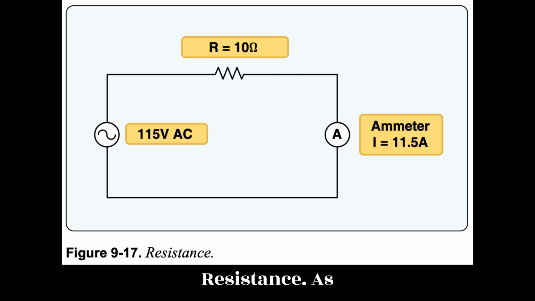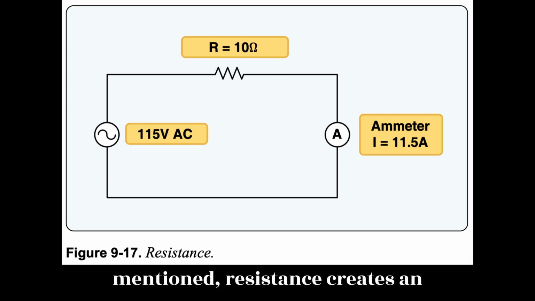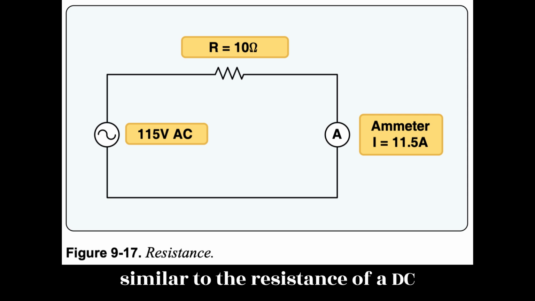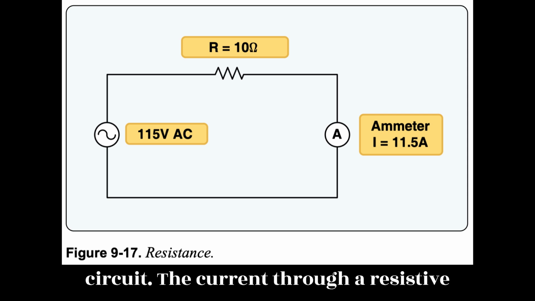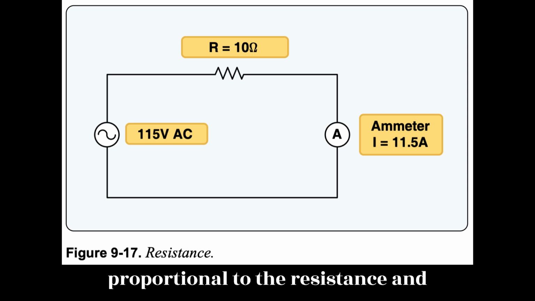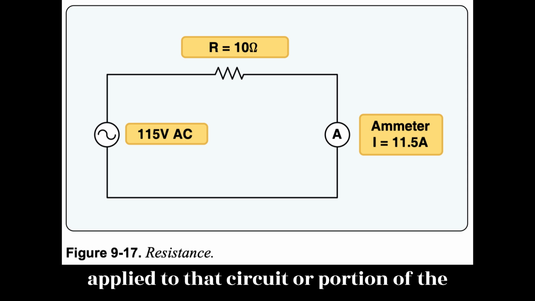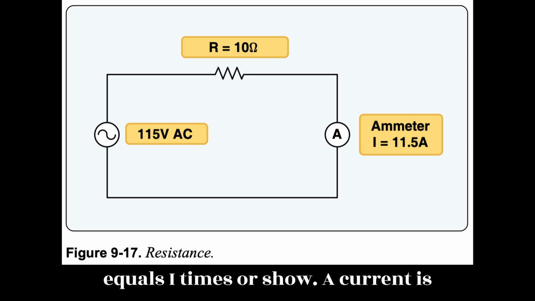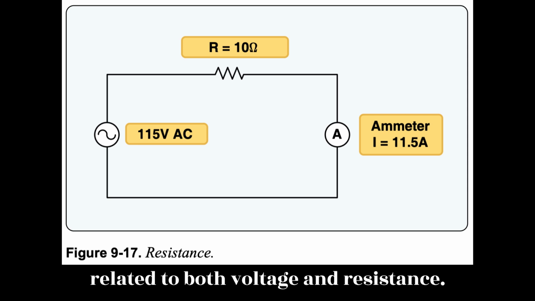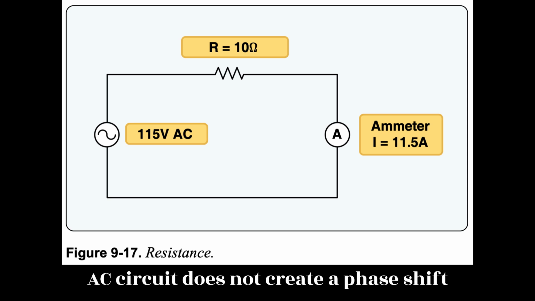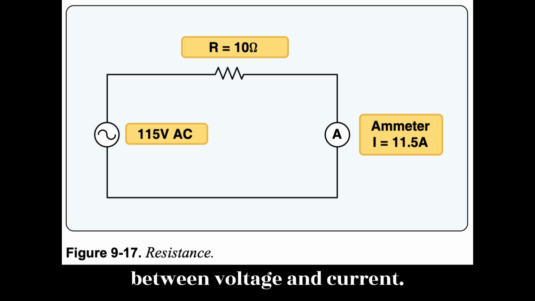Resistance. As mentioned, resistance creates an opposition to current in an AC circuit similar to the resistance of a DC circuit. The current through a resistive portion of an AC circuit is inversely proportional to the resistance and directly proportional to the voltage applied to that circuit or portion of the circuit. The equations I equals E/R and E equals I times R show how current is related to both voltage and resistance. It should be noted that resistance in an AC circuit does not create a phase shift between voltage and current.